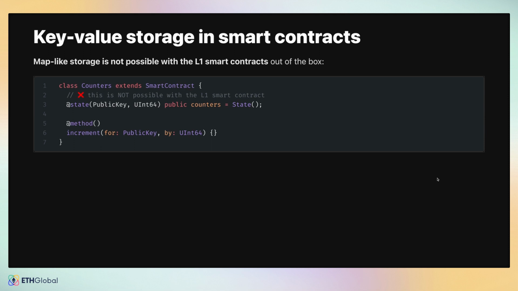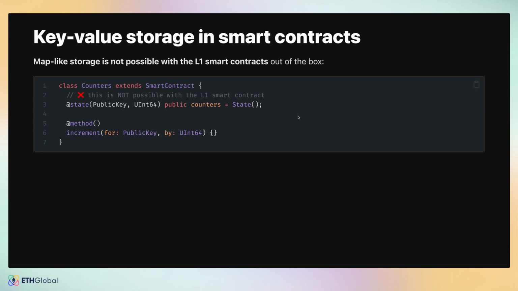Okay, let's talk about key value storage in smart contracts. So far, we've only seen a state that stores a single field. We can use 8 of those, but this is essentially not enough if you want to have a more complex application that stores, let's say, user deposits in a key value storage. So the following syntax is not possible with the L1 smart contracts. You cannot just define a key and a value type and then just store multiple values on the chain itself.